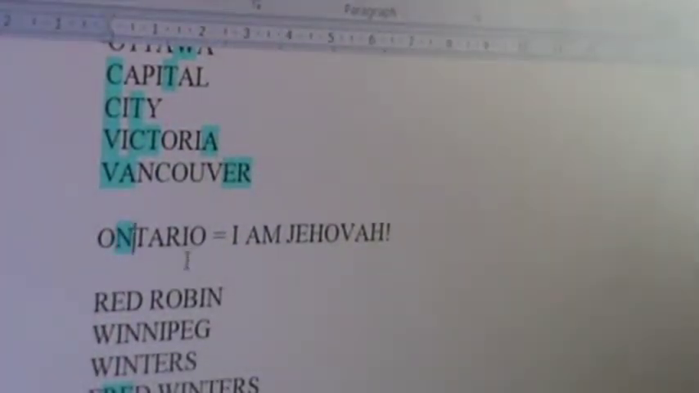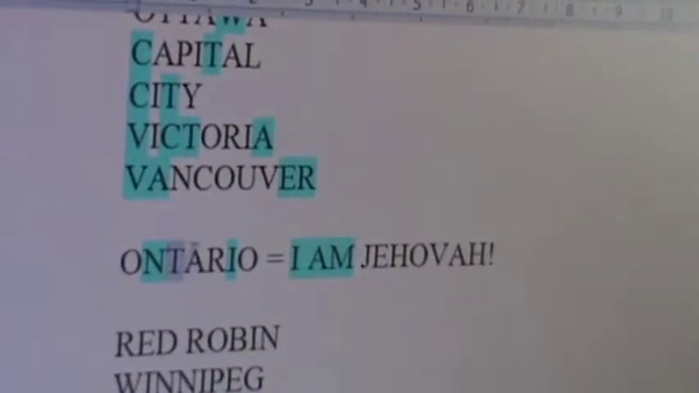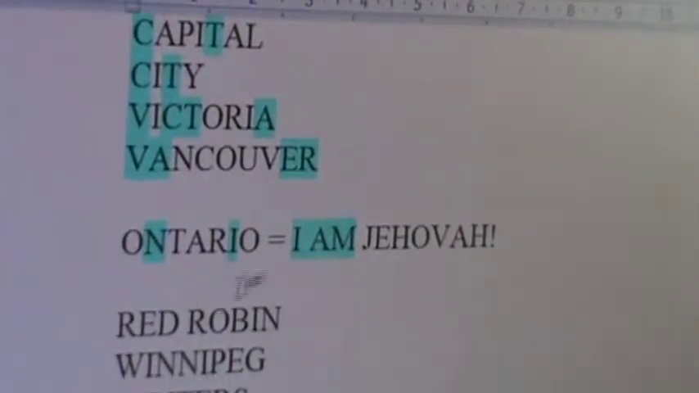There it is in symmetry. I dare say that is the only way to find I am in the great Ontario. Stunning, is it not? And then here's your fabulous threes. That makes love, and that makes Jehovah. I'm so excited about having solved Ontario. Ontario equals I am Jehovah.